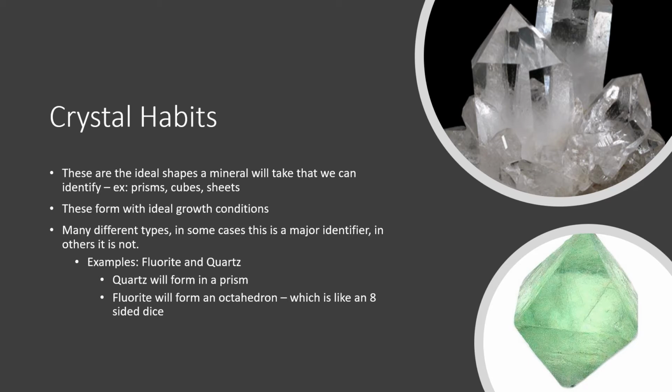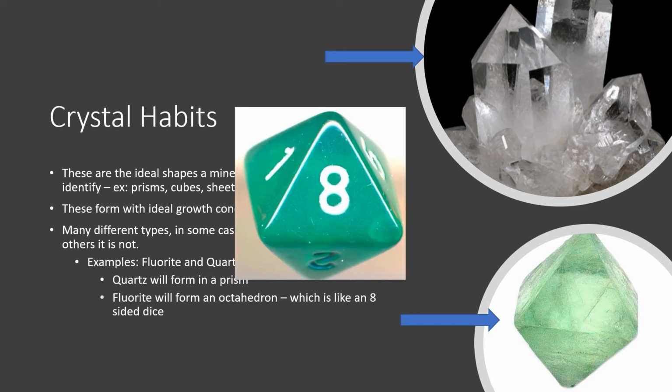So there are many different types, and in some cases it can be a major identifier, and in others it really isn't. For example, fluorite and quartz. Quartz will form in a prism, and fluorite will form an octahedron, which is like an 8-sided dice. In this case, it's going to be a major determiner between quartz and fluorite, because otherwise these two minerals look very similar.